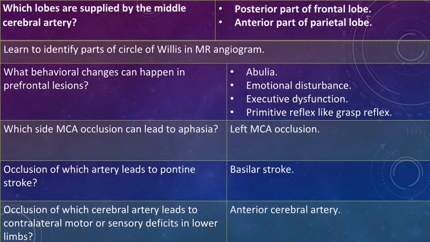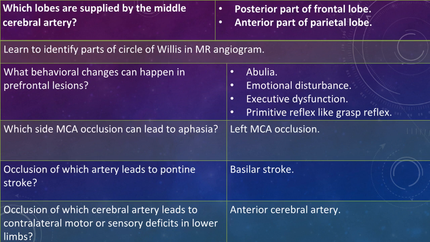Which lobes are supplied by the middle cerebral artery? Posterior part of frontal lobe. Anterior part of parietal lobe. Learn to identify parts of circle of Willis in MR angiogram. What behavioral changes can happen in prefrontal lesions? Abulia. Emotional disturbance. Executive dysfunction. Primitive reflex like grasp reflex.